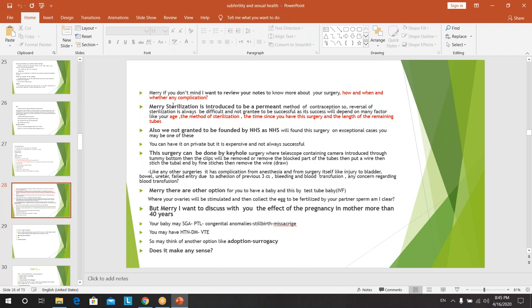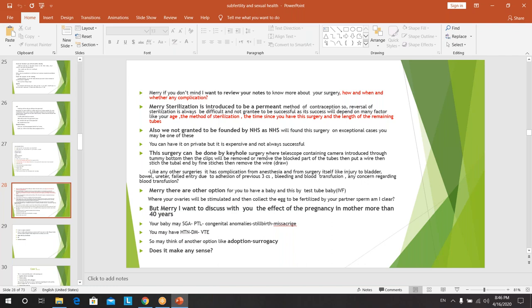And so reversal of sterilization will always be difficult and not guaranteed to be successful. And success rate depends on many factors like your age, method of sterilization, the time since you had the surgery, and the length of remaining tubes. Also, it is not guaranteed to be funded by the NHS, and the NHS will fund the surgery only in exceptional cases. You may be one of these. You can have it privately, but it will be expensive and not always successful. You explain for her now what the reversal of sterilization will be.